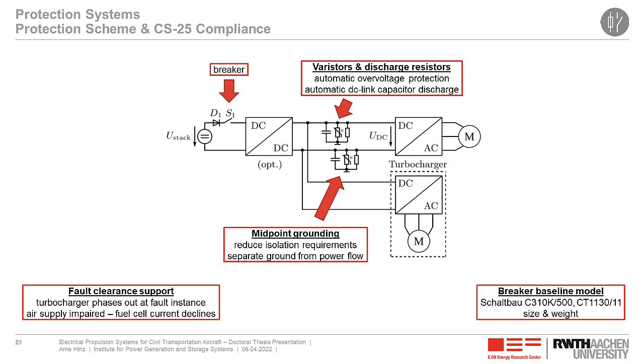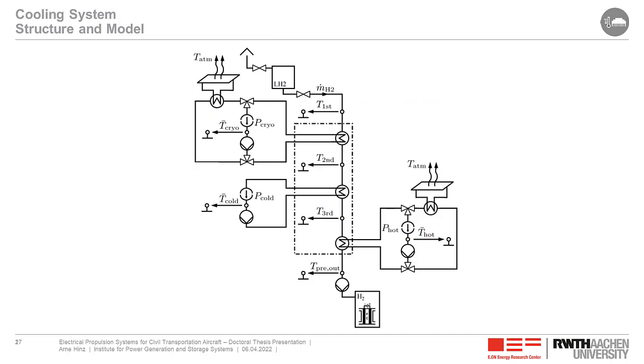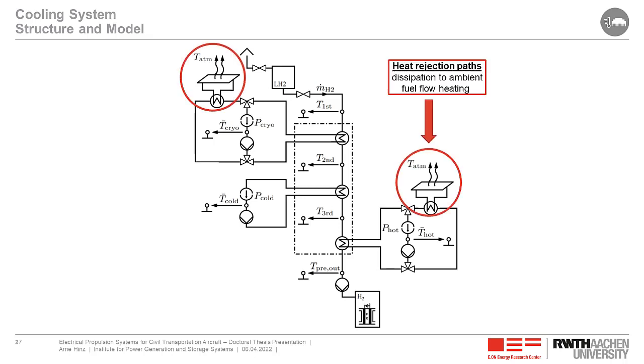The baseline model regarding the breakers are power contactors from railway application in terms of size and weight. The cooling system has, in principle, two main heat rejection paths. The first is, as usual, the dissipation towards ambient. The other path is heat rejection towards the fuel flow.